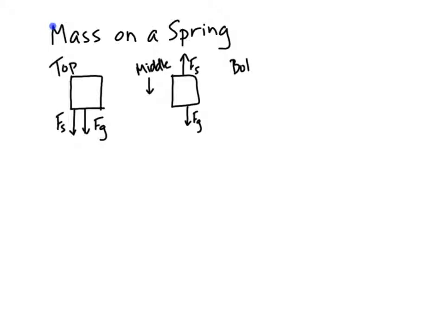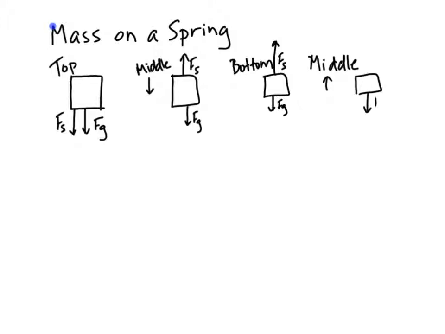Okay, so let's look at the bottom of the trajectory now. Again, weight is downward, but now the spring force is pulling up, and it's going to be bigger than the weight. It's going to win out. And then again, at the middle, but on the way back up, we're again at equilibrium. So we're going to have two forces, the weight downward and the spring force upwards.